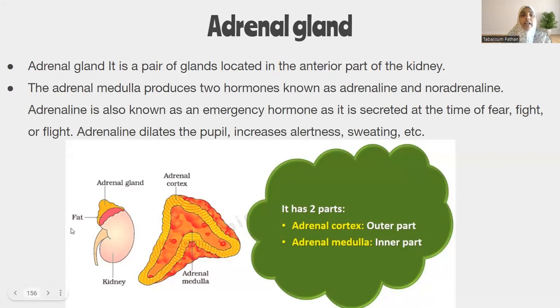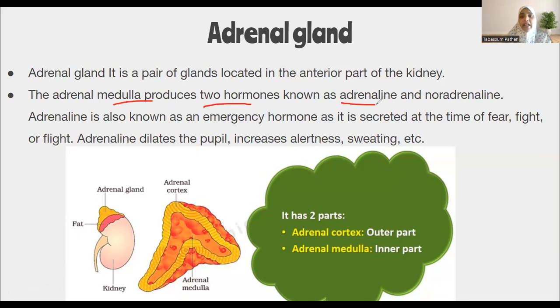Okay, so adrenal medulla, we begin from the inside. The medulla produces two hormones, very important, adrenaline and noradrenaline. Adrenaline is known as the emergency hormone. Emergency means at the time of fear or at the time of fight or flight, it is secreted. And you have the noradrenaline, which will be secreted when there is the opposite of fear, fight and flight. That is when you are resting, when you are relaxing. At that time, noradrenaline will be secreted.